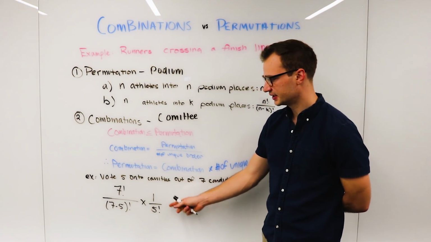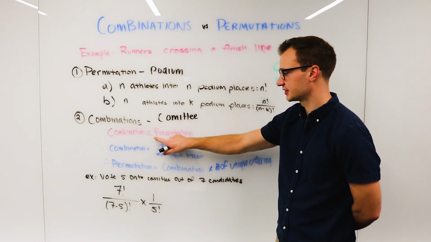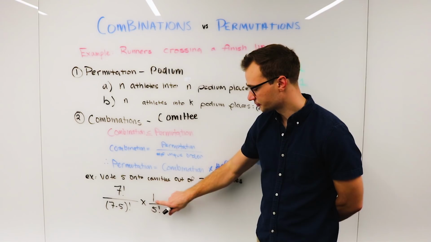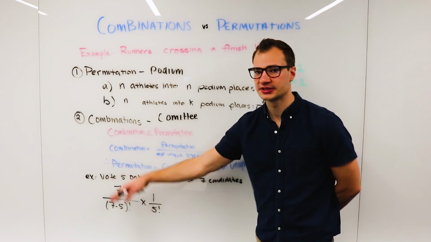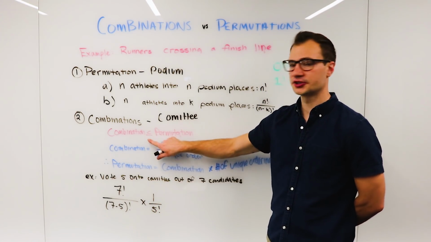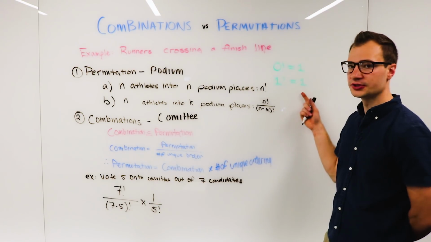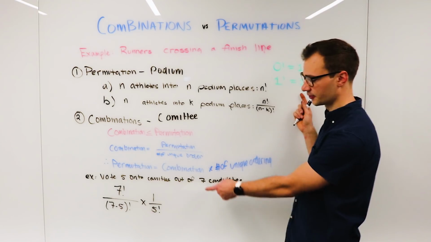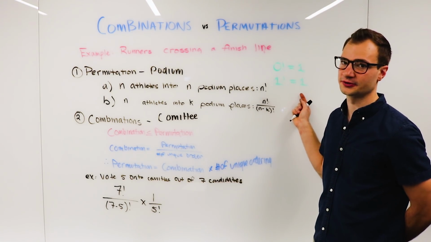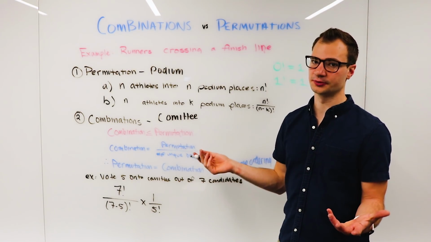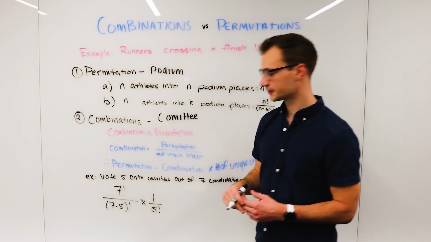And this is why we see that a combination will always be less than or equal to a permutation, because when we multiply by 1 over factorial, that makes the whole number smaller. The case in which it could be equal is when this number is 1 or 0, because we know that 1 factorial and 0 factorial are both equal to 1, and so we'd just be multiplying by 1 over 1, which is equal to 1. And so a combination would be equal to a permutation in that instance.